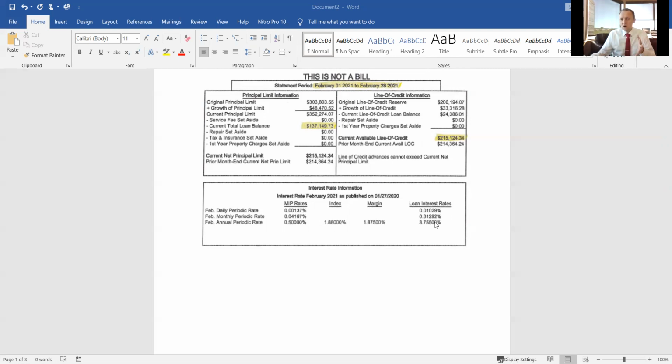These next three columns, the index is, again, this loan is an adjustable rate mortgage.